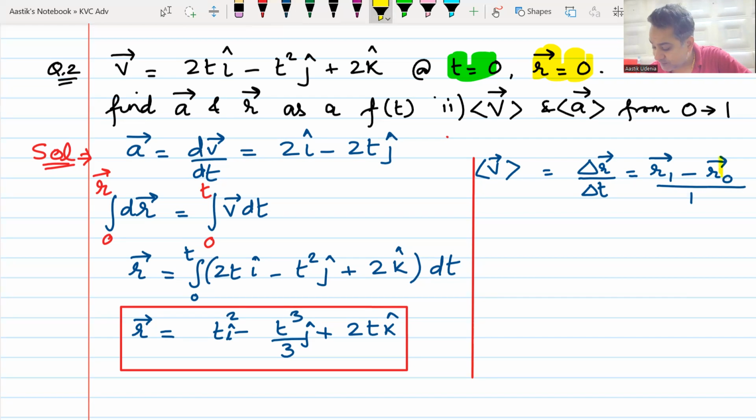To find out displacement at 0 seconds, we have to put the value of time as 0 in this yellow equation. If you put time as 0, you will get displacement as 0 because it is already given. Displacement at 0 seconds is 0. Do we understand this? To find out the displacement at 1 second, you have to put the value of time here as 1. Do we understand this?